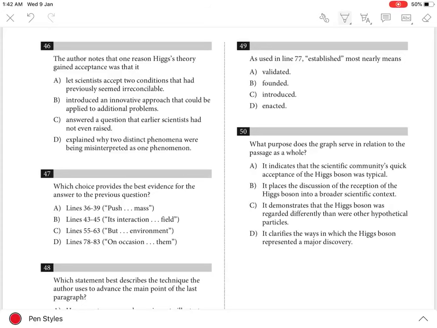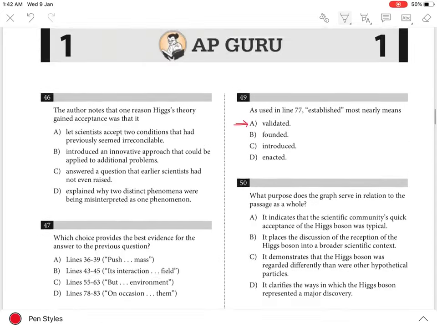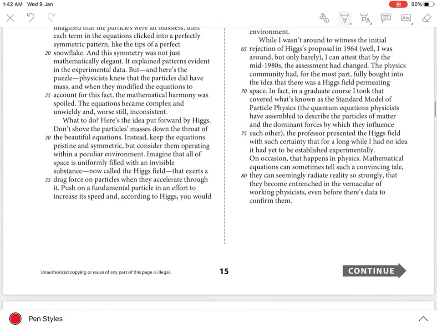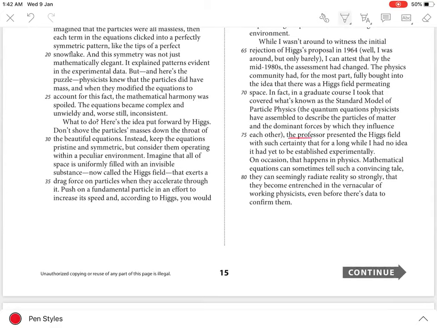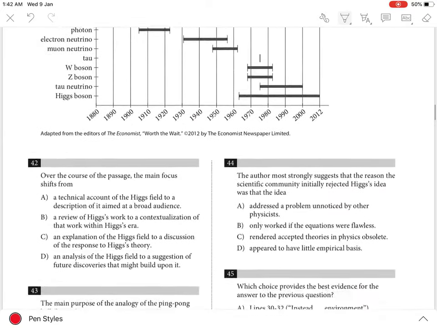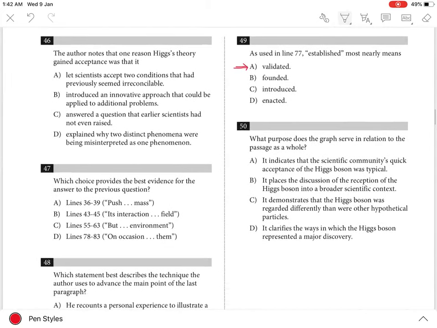Question 49. The best answer is A. In the last paragraph, the author states, "The professor presented the Higgs field with such certainty that for a long while I had no idea it had yet to be established experimentally." In this context, for a scientific theory to be established most nearly means to be proven, in other words, validated, which is why the best answer is A.